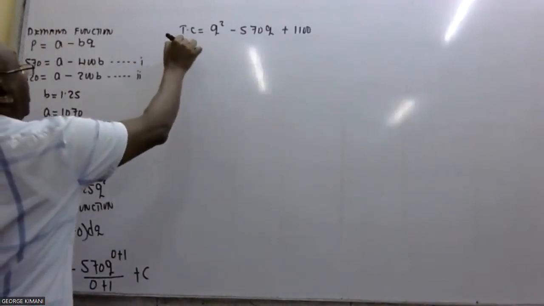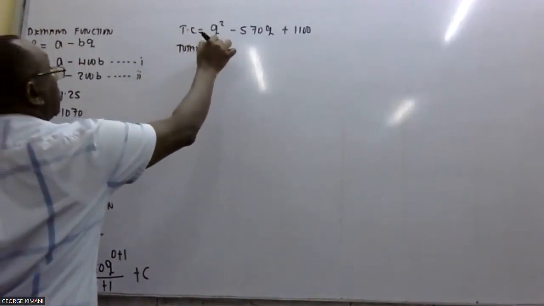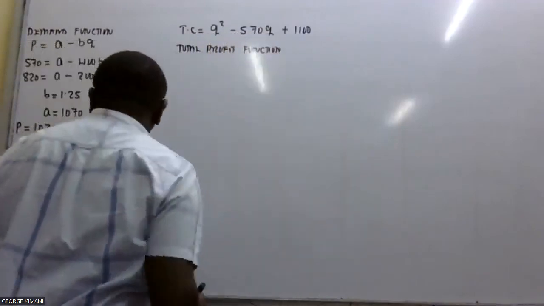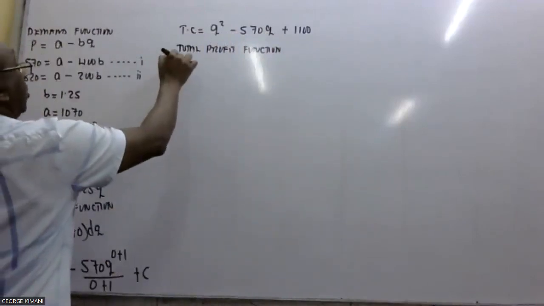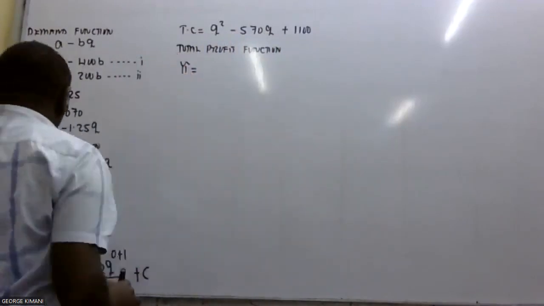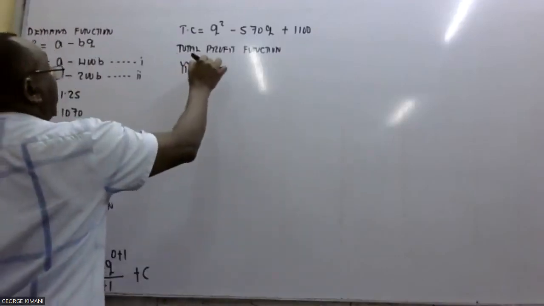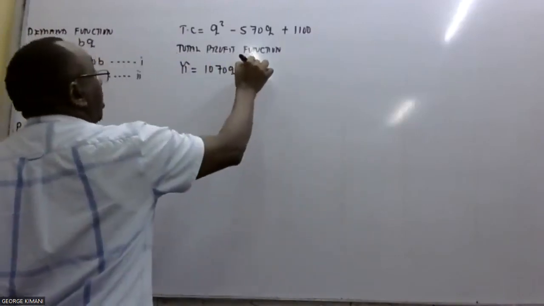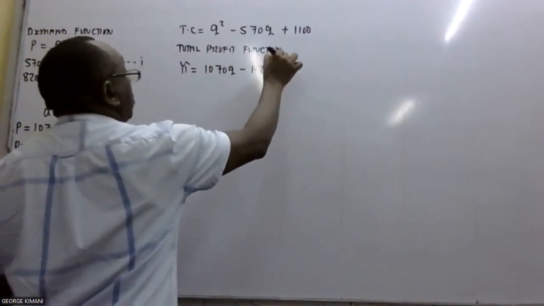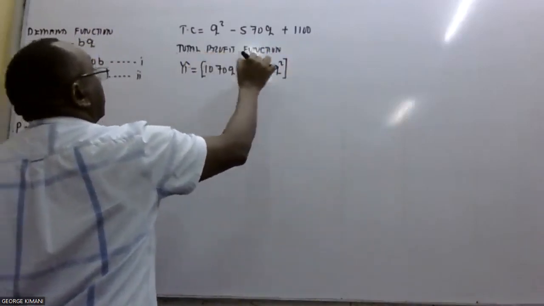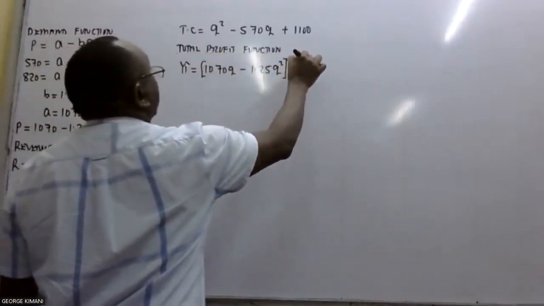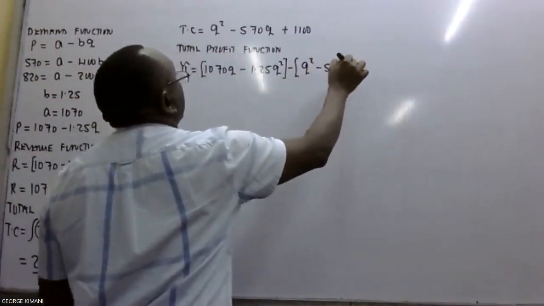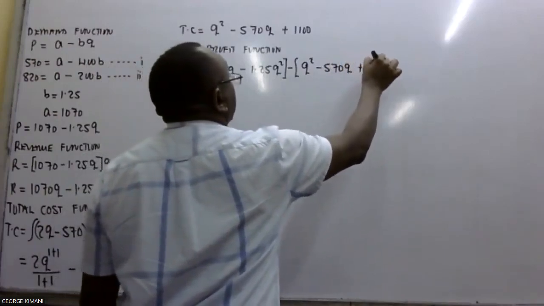So total profit function. Total profit function is that profit is revenue, which is 1070Q minus 1.25Q squared. You minus Q squared minus 570Q plus 1100.